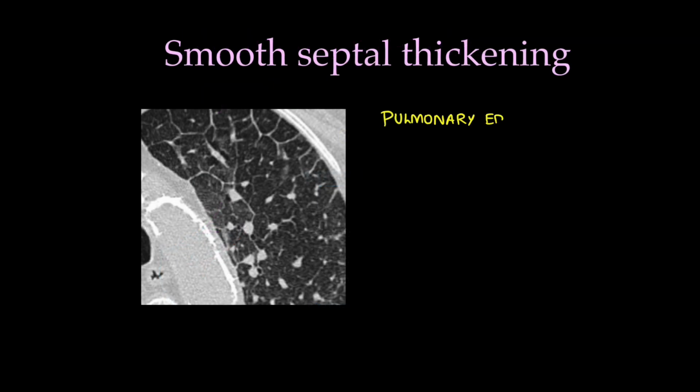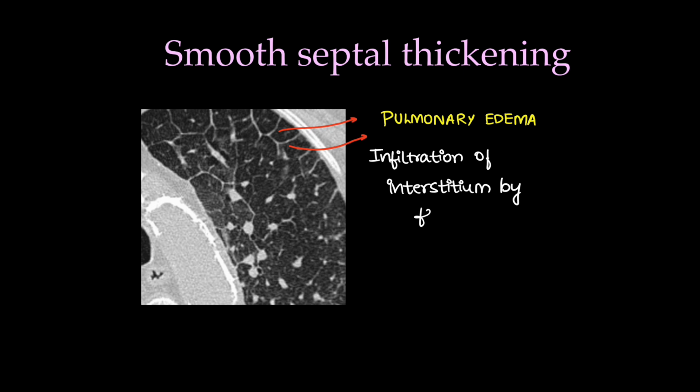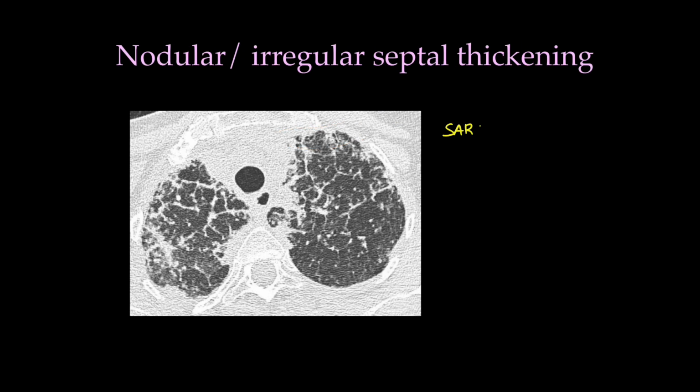Here is a case of smooth septal thickening. Here we can see this is a case of pulmonary edema in which we can see infiltration of the interstitium with fluid. So these are the ones which are known as curly B lines on X-ray.